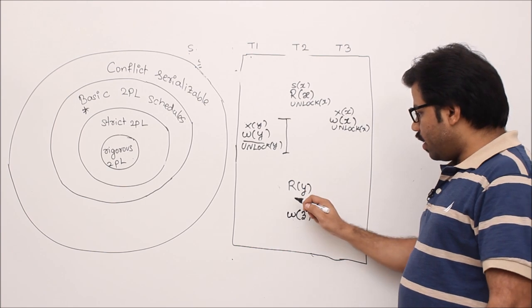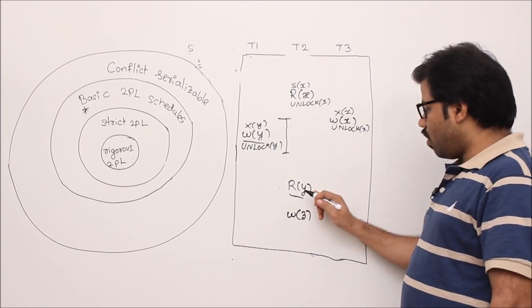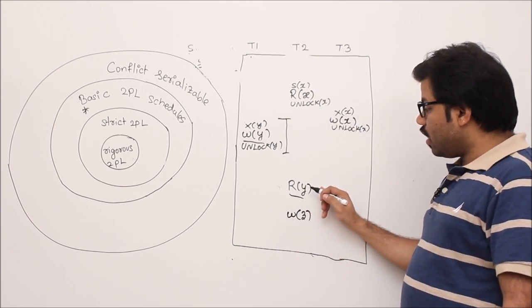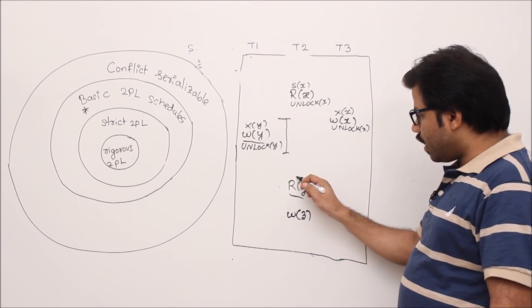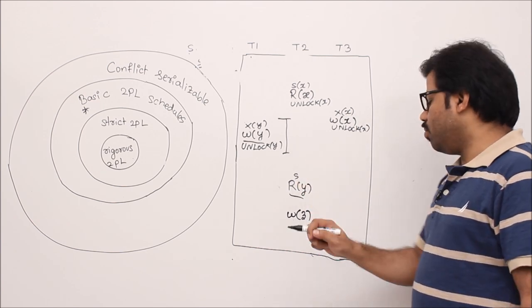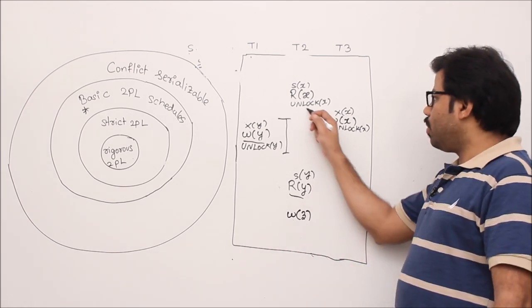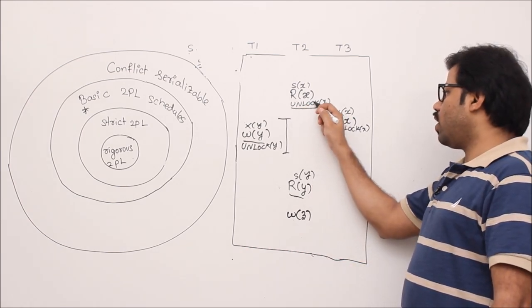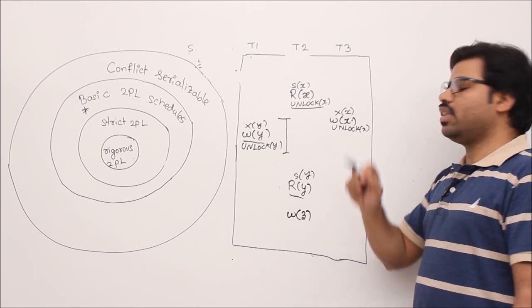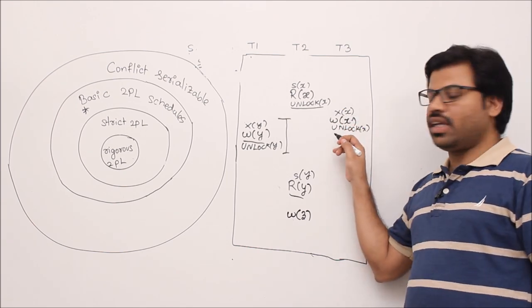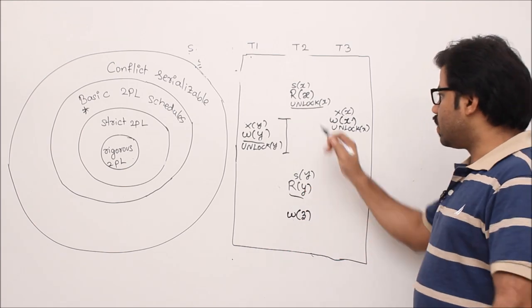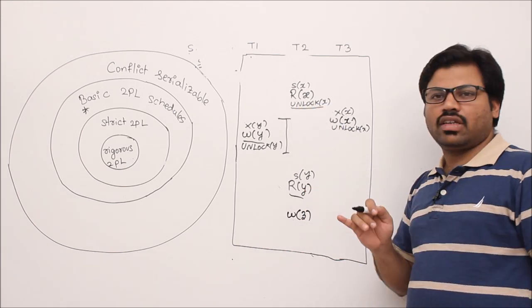Now come to Y. Even T2 wants a lock on Y, correct? What is the earliest point, what is the best point where we can take the lock here? But the problem is, if you take the lock here, that is the best possibility, but we already unlocked X before that. If you don't unlock, we cannot give the lock to T3. If you don't give the lock to T3, this schedule is not allowed, correct? That's why we have to unlock X here.